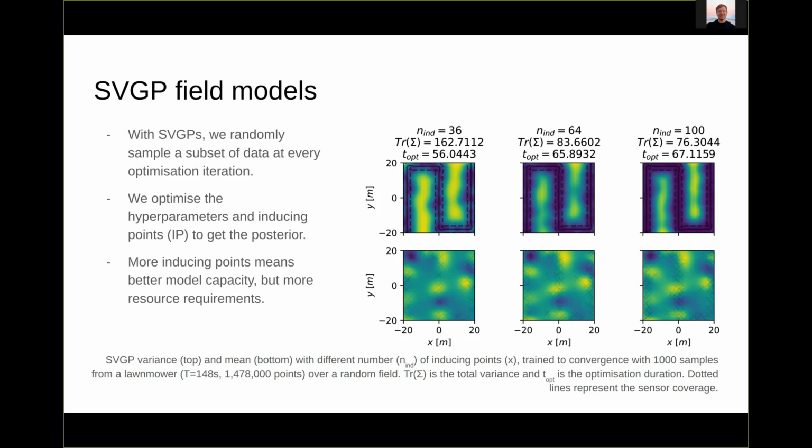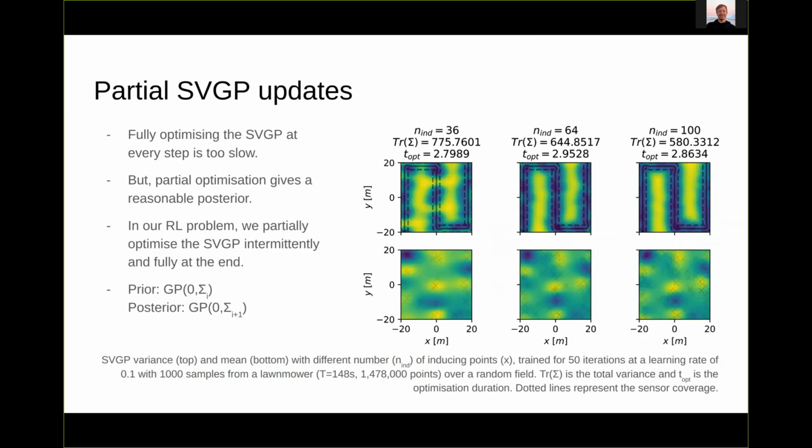More inducing points, which again approximate the underlying data, means better model capacity, but more resource requirements. This is shown in this figure for different numbers of inducing points, given by n sub ind, where the total variance of the area is given by the trace of the covariance matrix, denoted by sigma, and the time to convergence by t sub opt. The predicted variance and mean are shown on the top and bottom respectively, and the dotted lines represent the sensor coverage. The learned inducing point locations are indicated by the x's in the bottom plots.